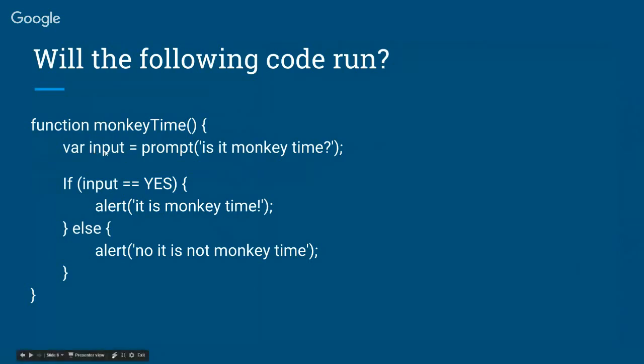Actually, I think this is one of the problems of duck typing in JavaScript. I think if you ask input equals true, which is supposed to be valid JavaScript, as long as input is a value, any value, this will resolve to true, and it is monkey time will run. Otherwise, if you leave it blank, it's not monkey time show up. But just because it says yes here is the reason why it is not going to run correctly.